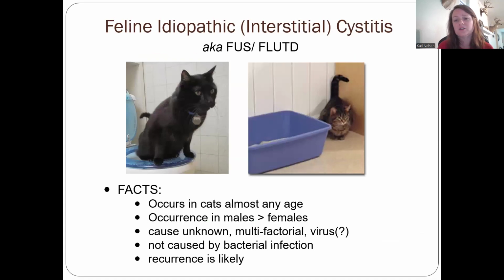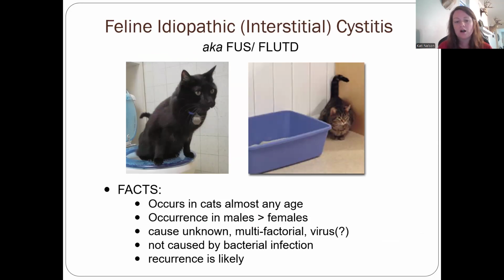So we have feline idiopathic cystitis. This is also known as FUS, which is feline urologic syndrome, or FLUTD, feline lower urinary tract disease, right? And with this FLUTD, blocked cats, bladder stones, that kind of stuff falls into that category as well.